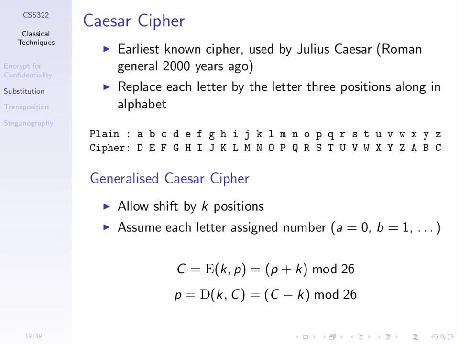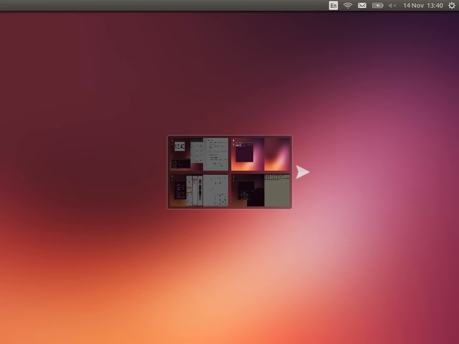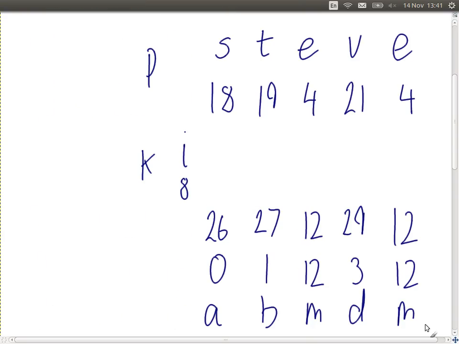Just back to the slide. The equation for decryption is the ciphertext value as a number minus the key, mod 26. We take the ciphertext value, for example A is 0, so 0 minus 8 is minus 8, mod 26. That's the first bit of confusion that people come across. What's minus 8 mod 26?